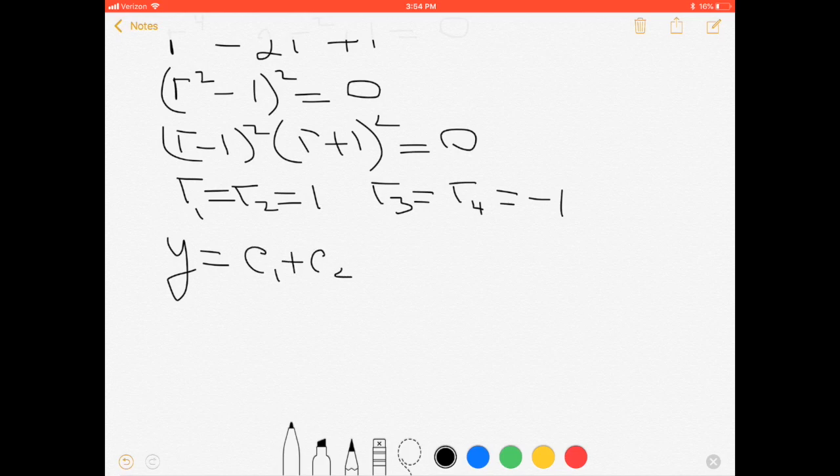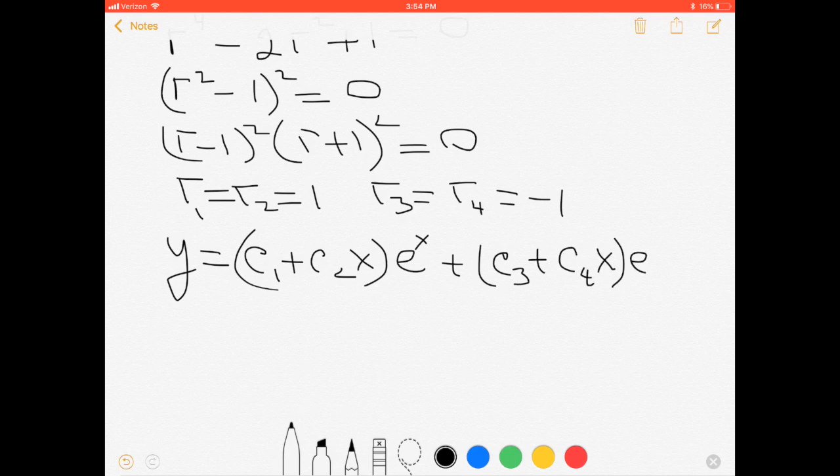C1 plus C2 x, e to the x, plus C3 plus C4 x, e to the negative x. Great. But we need to solve the non-homogeneous equation. Looking at the right part of our equation, we have x squared. This means the particular solution will be some second order polynomial.